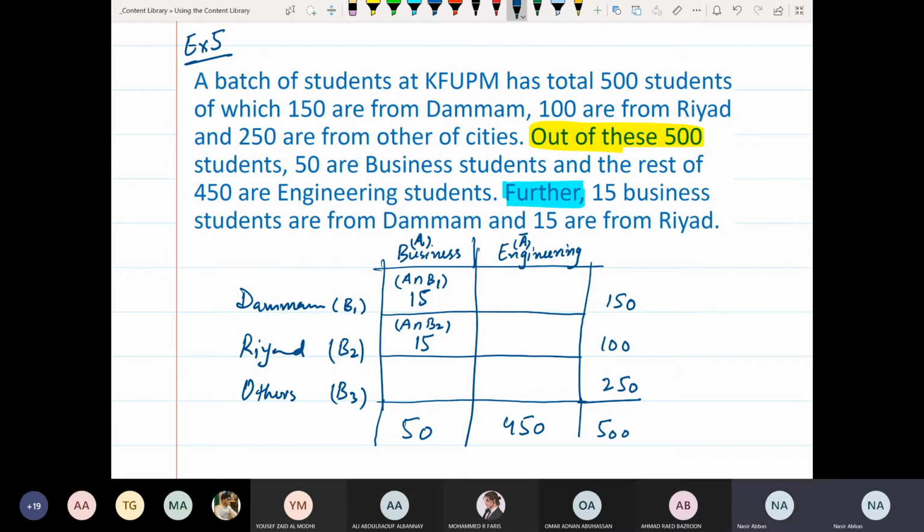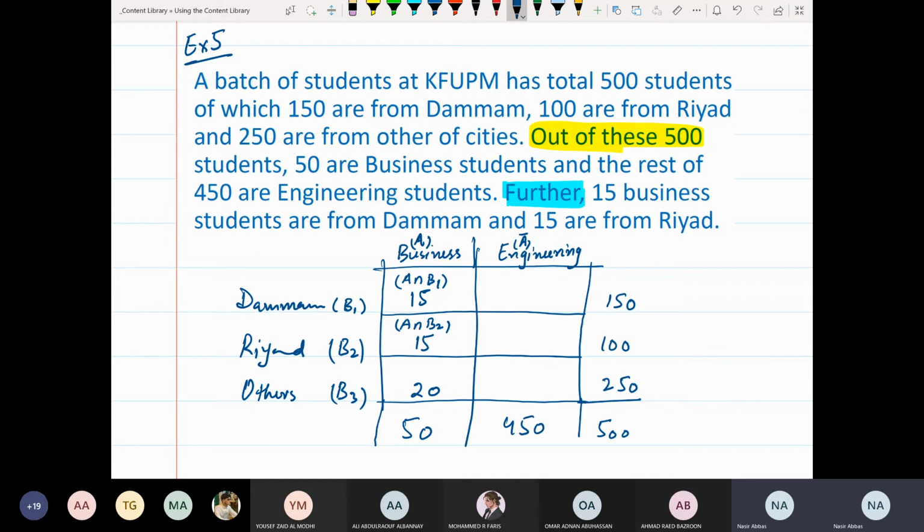Muhammad Faris. Yes, others. Which one do you want to fill? I can fill all of them, but first B3, 20 students are business. Why did you say 20? Because we have 50 business students, and in Dammam and Riyadh all of them are 30. So we have a total of 50 business students. 30 of them are from Dammam and Riyadh, so the remaining 20 are obviously from other cities.